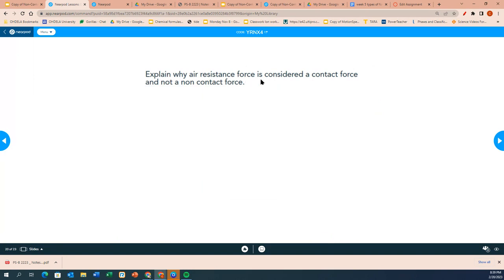All right, so explain why air resistance is considered a contact force, not a non-contact force. Well, you can feel air, right? You can feel the air pushing, so it is a force you can actually feel. The air comes in contact with you, it's not like it's not there. Air has mass, so air can move things because it has mass.